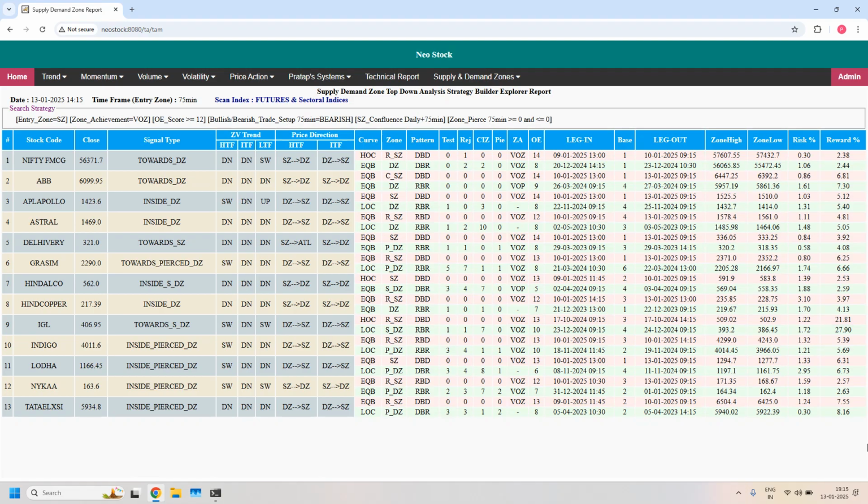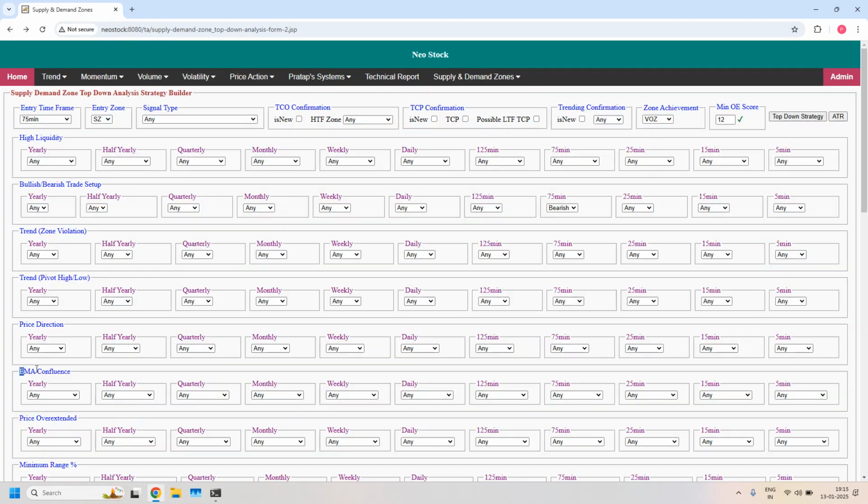Out of these 13, further we can filter based on the EMA confluence. Because 75 minute zone is part of the daily supply zone, that's why if daily supply zone is having daily EMA confluence, then these stocks are even more high probability trade setup supported stocks. Let us verify. In the EMA confluence at daily time frame. Why daily? Because the 75 minute supply zone is part of the daily supply zone. That's why we are setting the filter daily supply zone having daily EMA confluence.